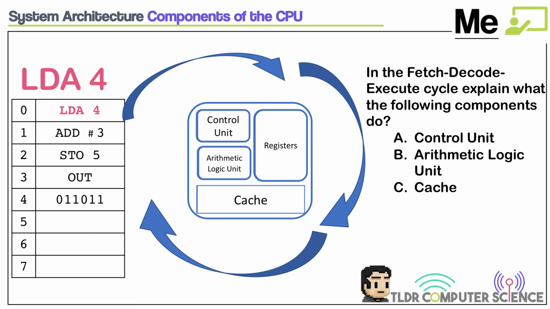Which part is the control unit involved with? Thank you, Mohammed. In the fetch-decode-execute cycle, the control unit helps you decode the instructions. The arithmetic logic unit, Emirhan. Thank you, Emirhan. The arithmetic logic unit is responsible for the execute part of the cycle. So the arithmetic logic unit allows you to execute commands, to actually add them up or compare them.